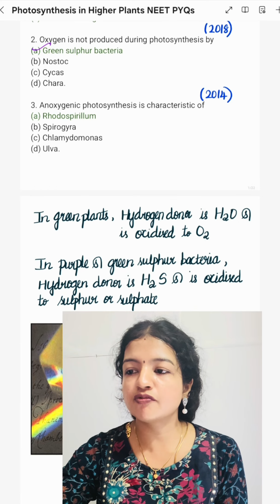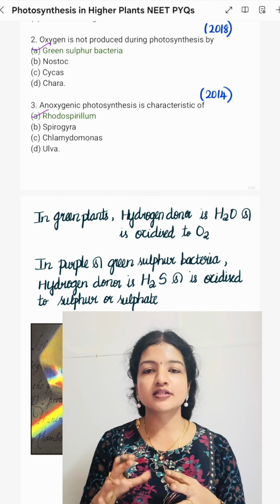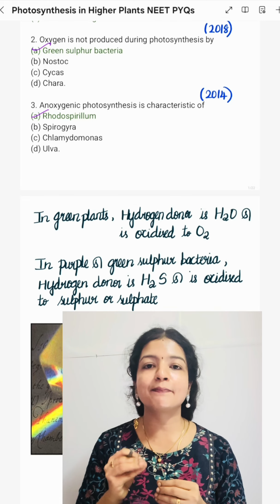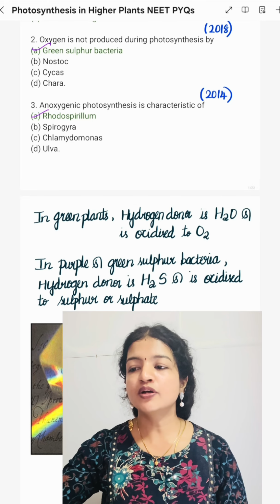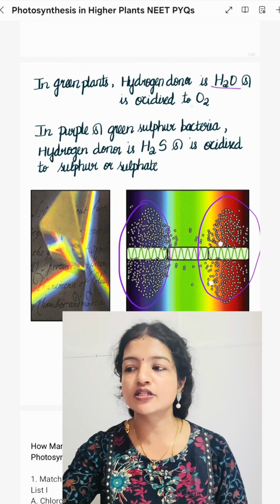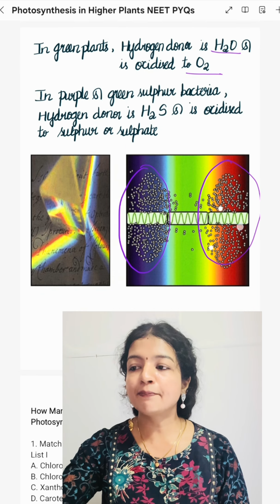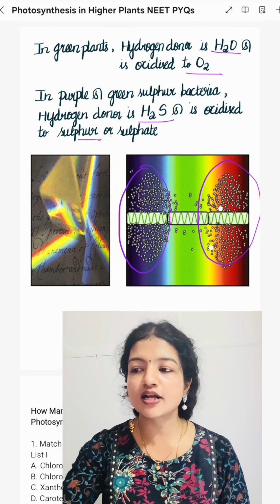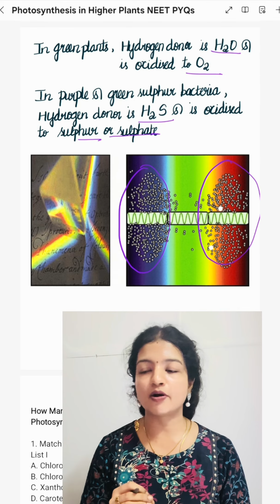So anoxygenic photosynthesis means oxygen is not produced in photosynthesis. So it's a characteristic of Rhodospirillum. It's a purple sulfur bacteria. So in green plants the hydrogen donor is water and it is oxidized to oxygen. And in purple and green sulfur bacteria the hydrogen donor is hydrogen sulfide and is oxidized to sulfur or sulfate depending on the organism. Remember this.